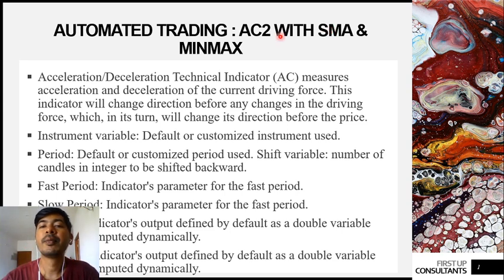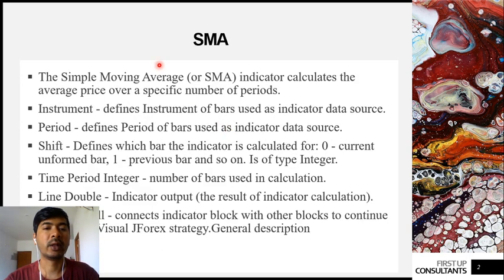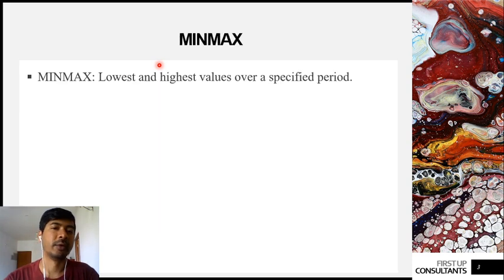In yesterday's session, we had added the SMA and we were looking at creating a price band around the SMA of 50 hours, that is the average price of around the last 2 days. And today we will try to further optimize it, and I hope that you have got pretty much familiar with the description and workings of the AC2 and the SMA. And of course, today we will add the min-max also, the lowest and the highest value over a specified period.